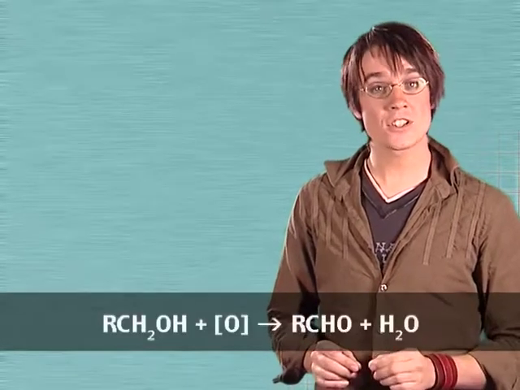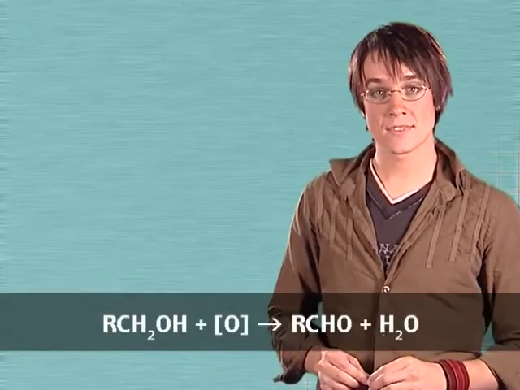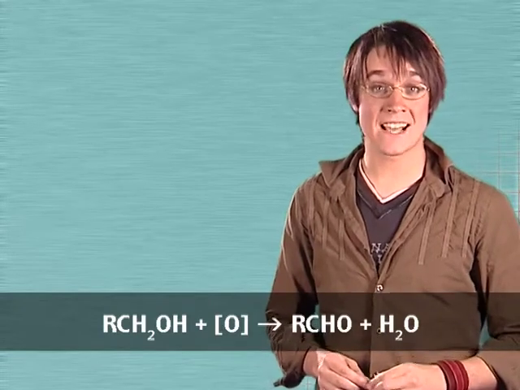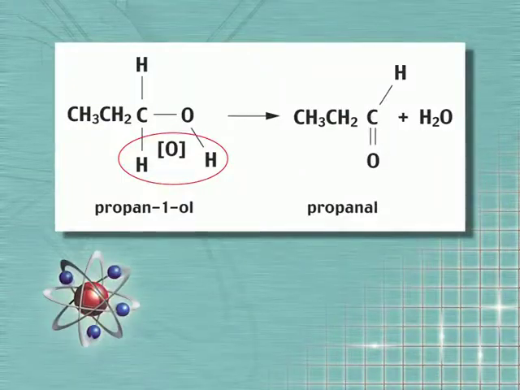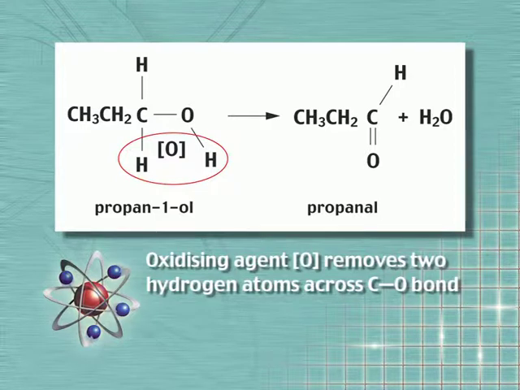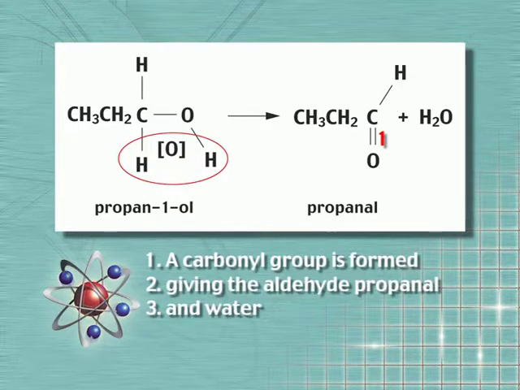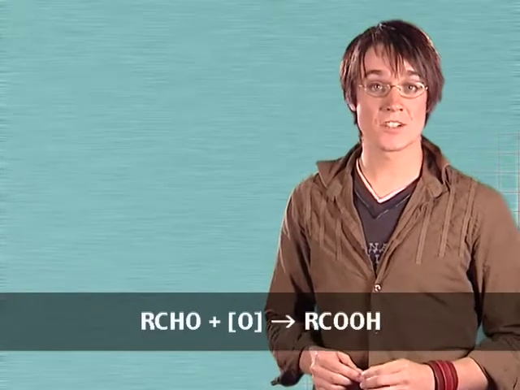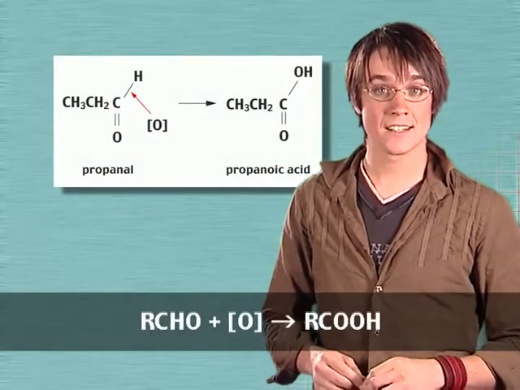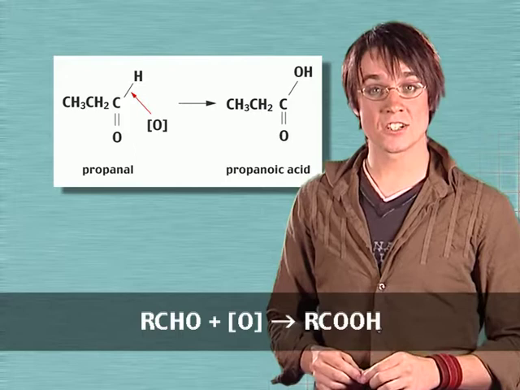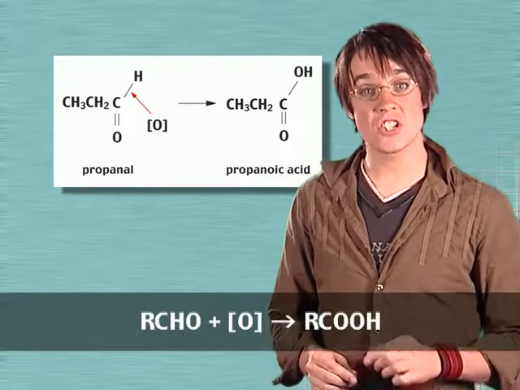With primary alcohols, there are 2 products dependent on the conditions. It is first oxidized to an aldehyde. Let's use propan-1-ol as an example. Further oxidation of the aldehyde can take place to form the carboxylic acid. Here, the oxidizing agent converts the CHO to COOH.